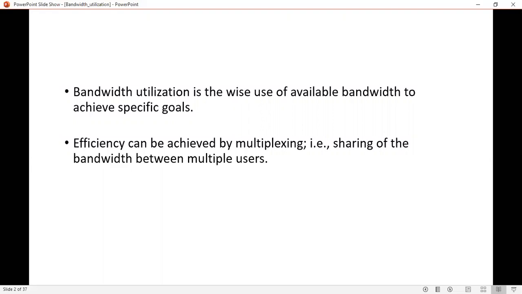For example, say you have two devices sharing a certain available bandwidth. If the bandwidth need of these two devices is greater than the available bandwidth, then it can be shared, right? This is called bandwidth utilization. That is, you're sharing the bandwidth.